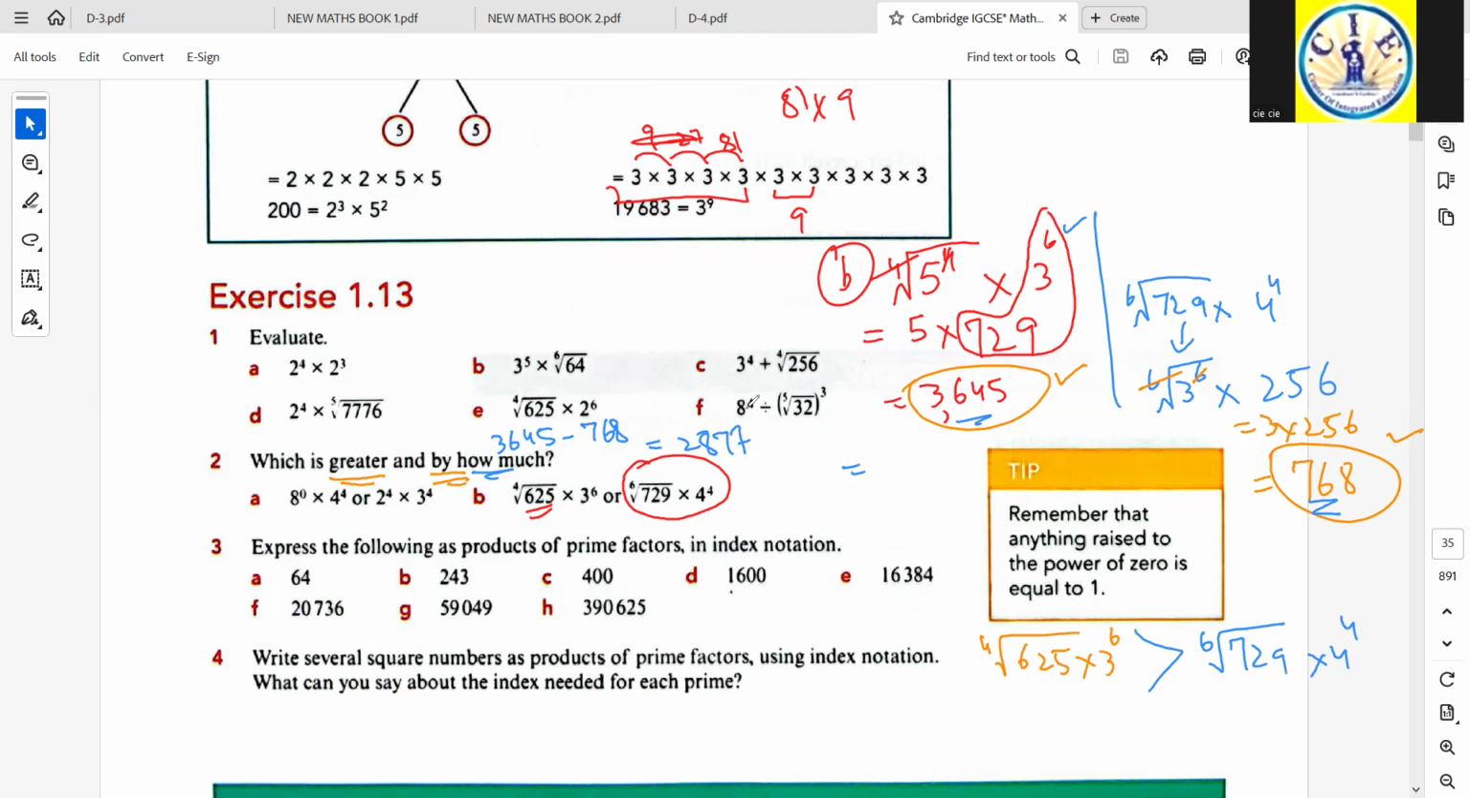And for the previous question, since this one was greater than this one, their answer was that this amount is how much greater than this amount. The answer is 1040. You can have their equivalent numbers and get them subtracted to give you this answer. Okay. So we are done with question number 2.